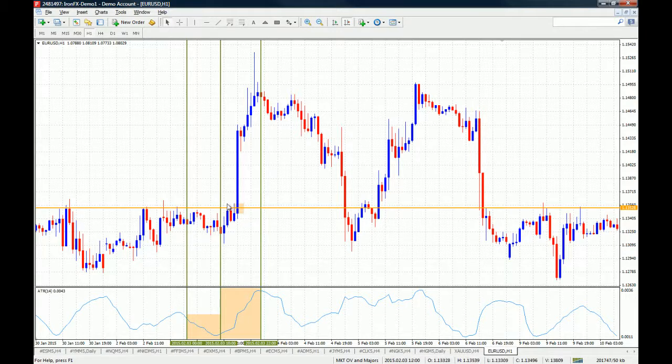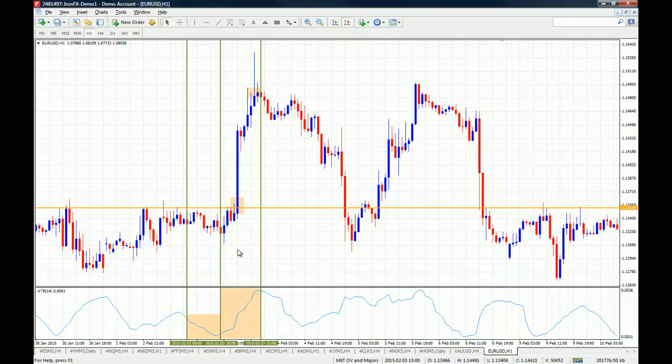When we break these small ranges, resistance, on an increase of volatility to this high right here, the ATR starts to point down. And this is actually how volatility is read by the ATR.